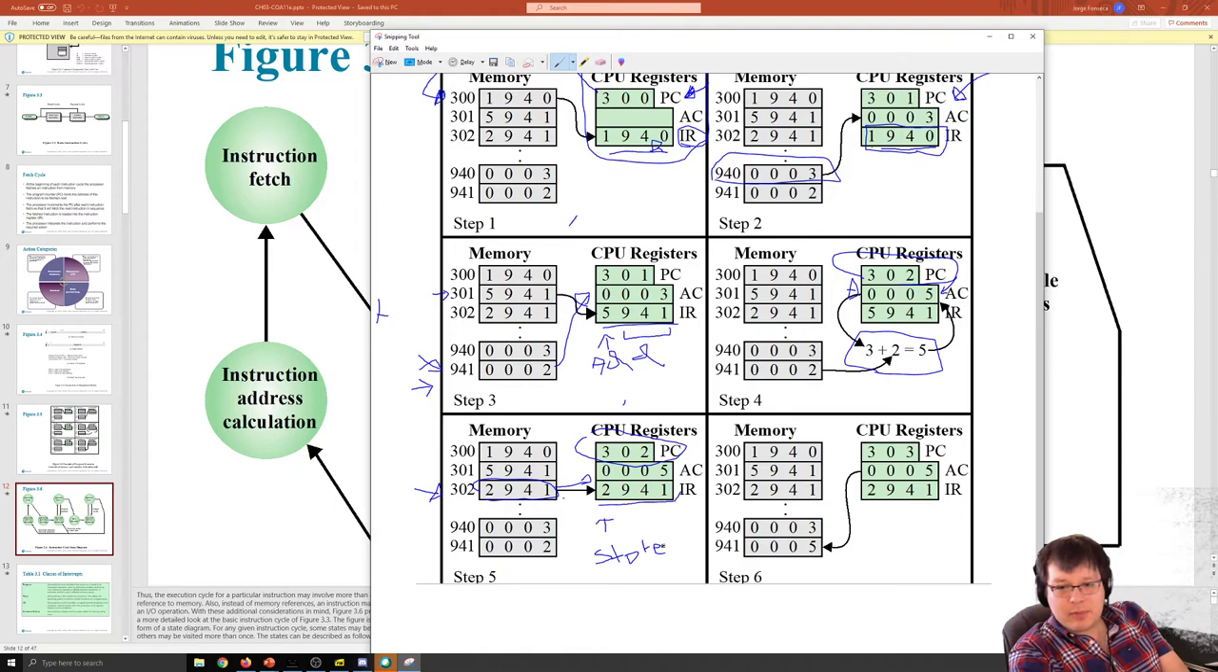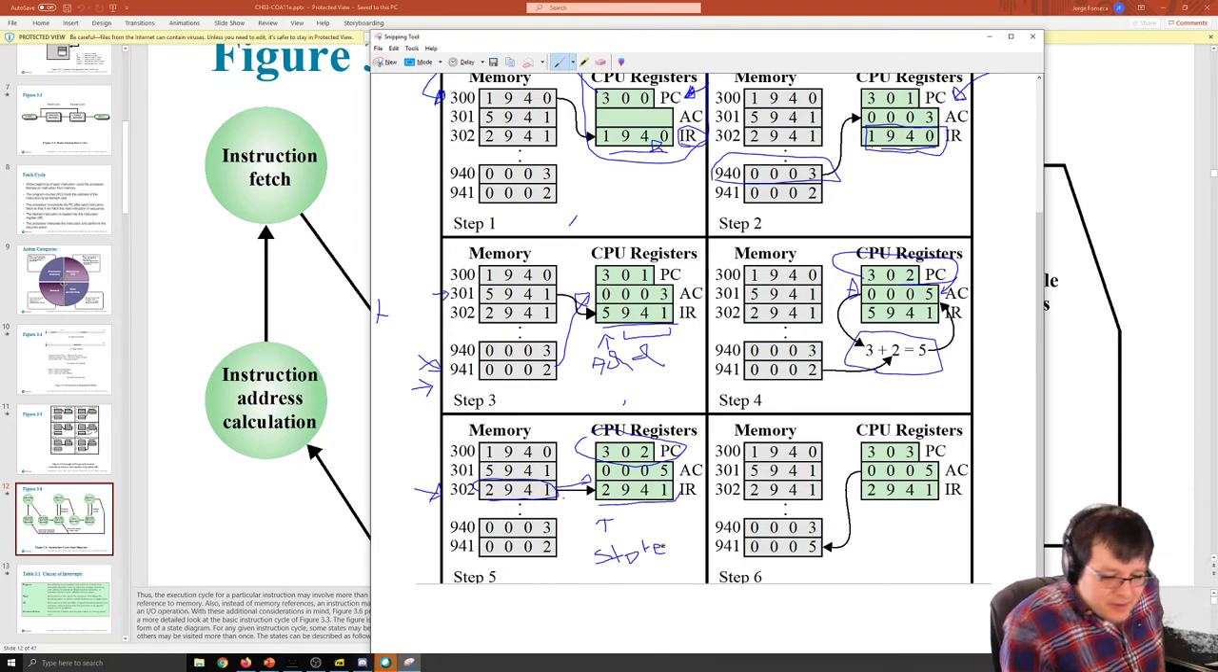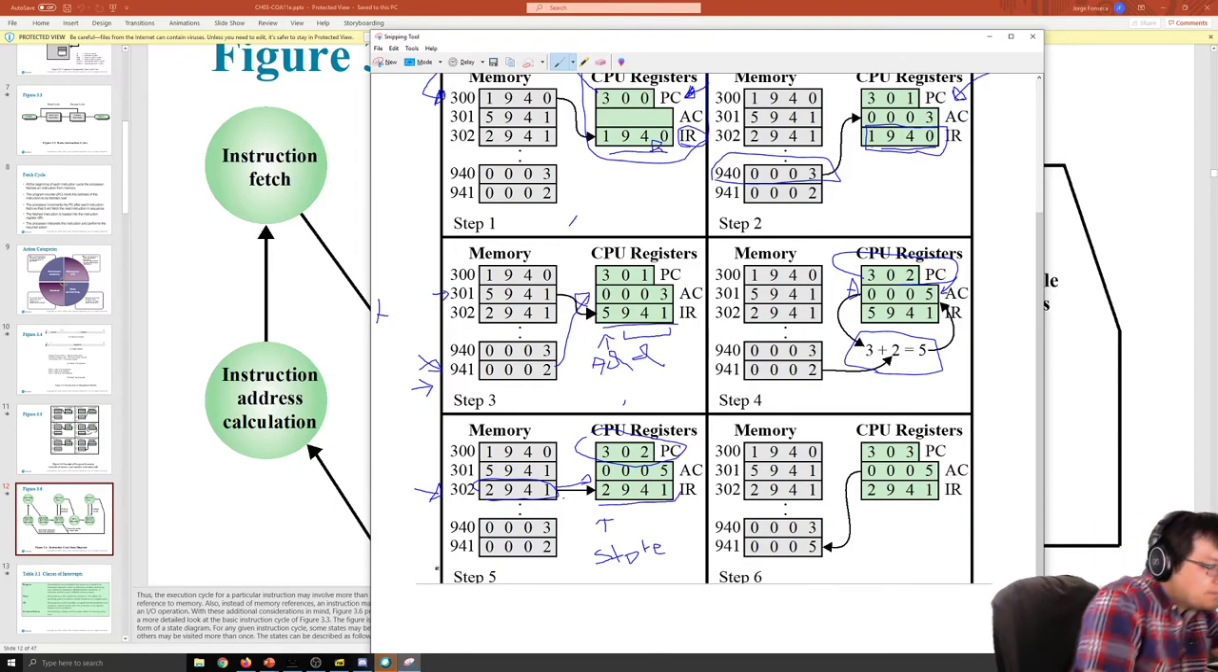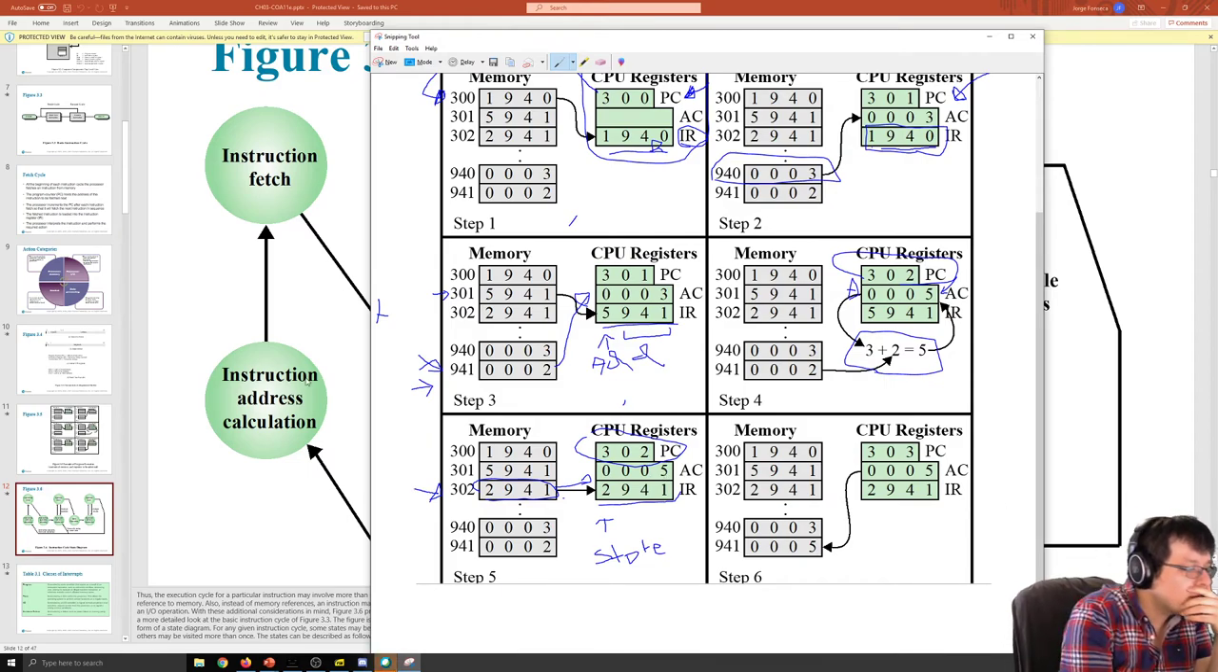STOR. You know, this is why I prefer the tablet. It's kind of painful to do, but it's okay. So yeah, we're gonna store the accumulator stuff, which is 5, into address 941. That's what we gotta do.